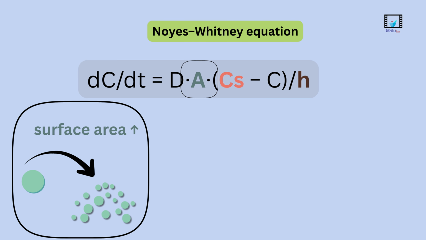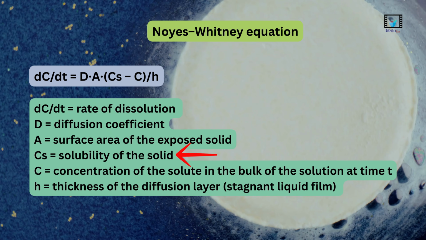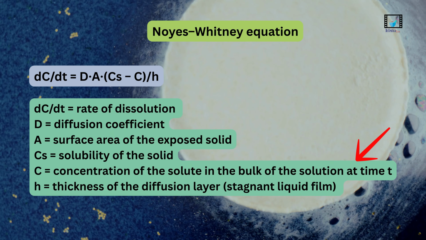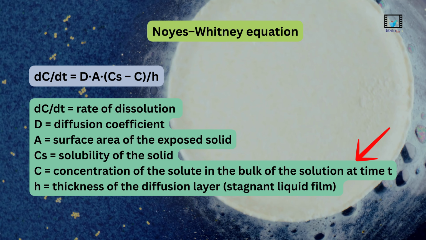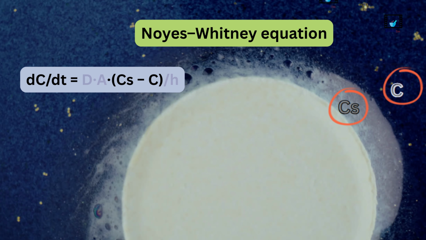This is why particle size reduction has such a dramatic effect on dissolution. CS represents the solubility of the drug at the solid surface, while C is the current concentration in the bulk solution. The difference between them is the driving force for dissolution. The greater this gap, the faster the drug dissolves.